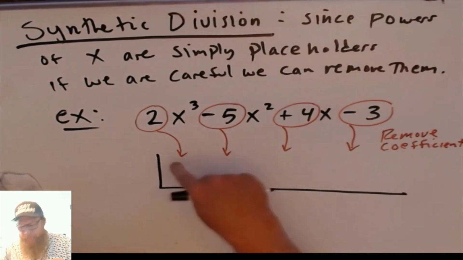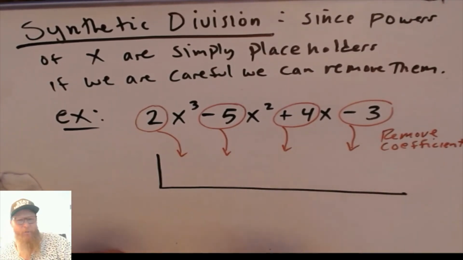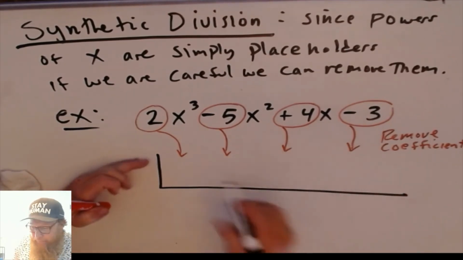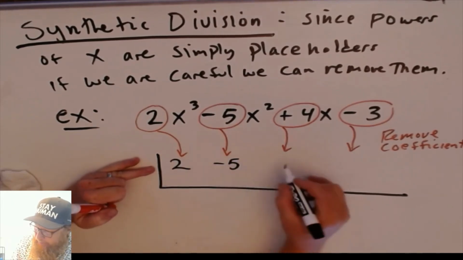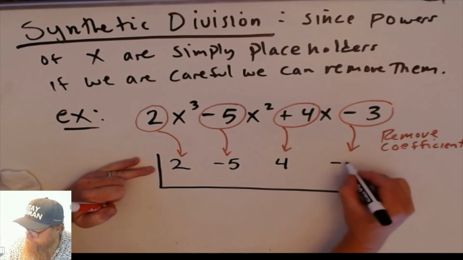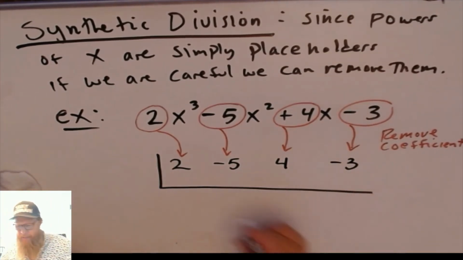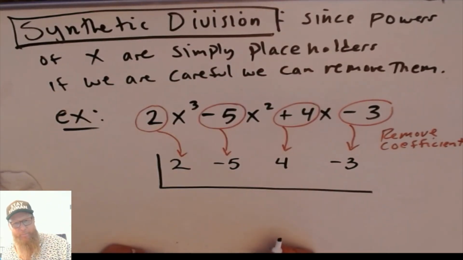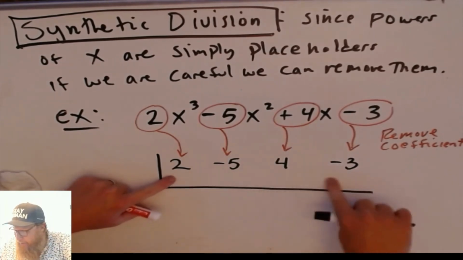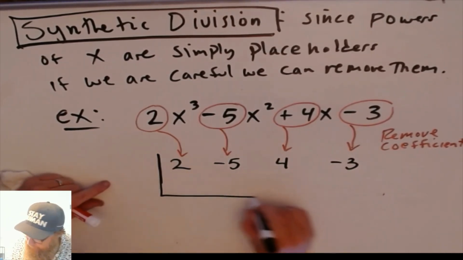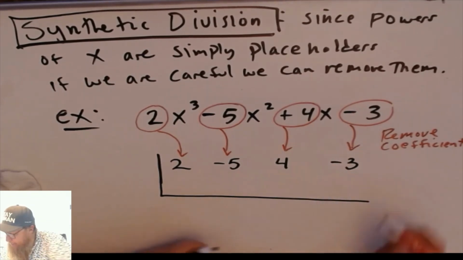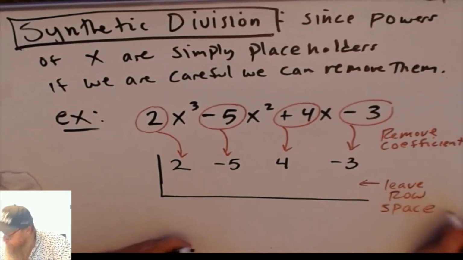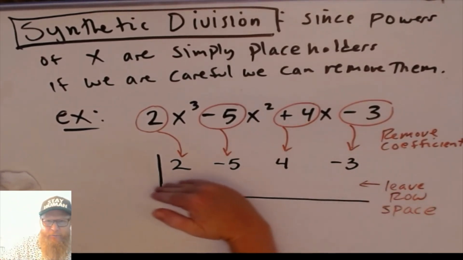and we start off with an upside down division sign, so it's almost as if we've done the first step already. And we just make a row of coefficients. Okay. And so this gives us what's called the synthetic division algorithm. Now you got to leave a little bit of space here. We call that row space. So you want to leave a nice row space.